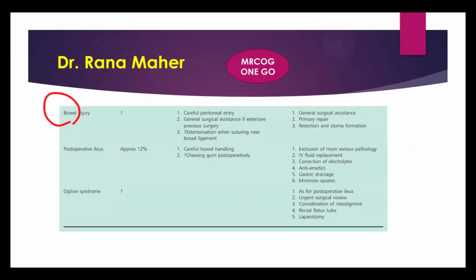For the injury, how to reduce the risk? Careful peritoneal entry and a general surgical assistant if you have extensive previous surgery, like in our patient. And you can take the uterus out while you are suturing near the broad ligament. But if this happens, you can detect it and get general surgical assistance: primary repair, resection, and stoma formation.